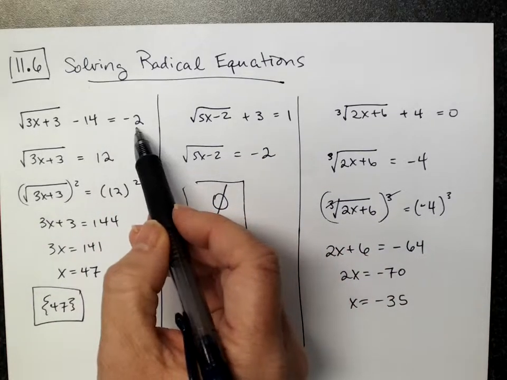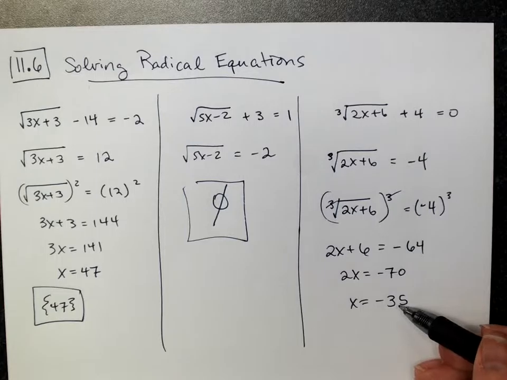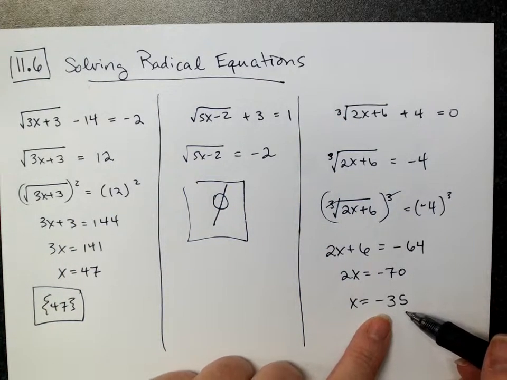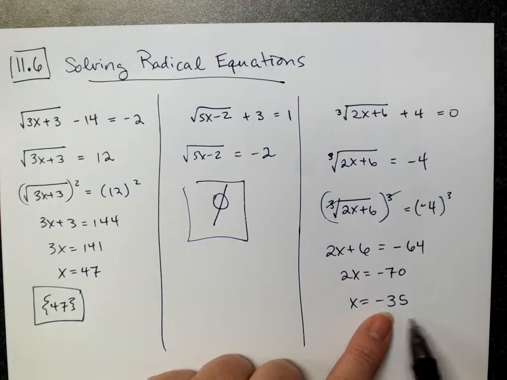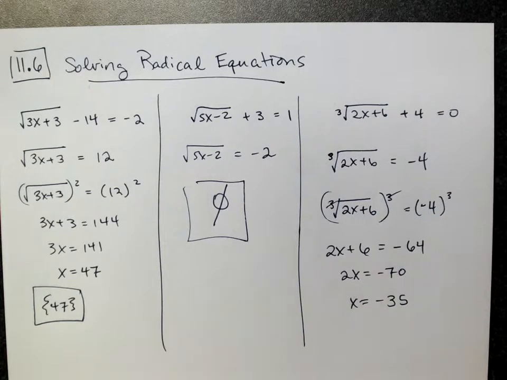Or a negative answer is a problem if it's a square root. So in this case, it wouldn't be a problem anyway, but if it were a square instead of a cube, don't think, oh, I have to throw that out because it's negative. No. X can be positive or negative. It's just up here, a radical, or square root, cannot be equal to a negative.